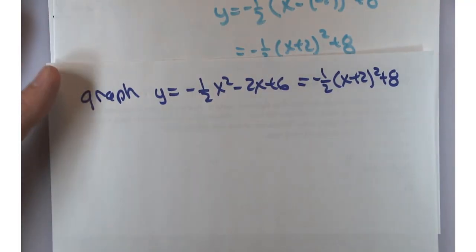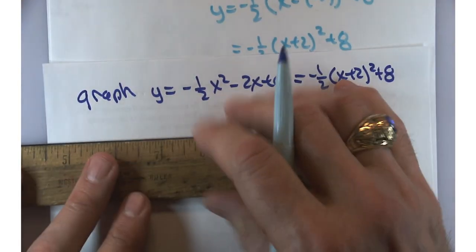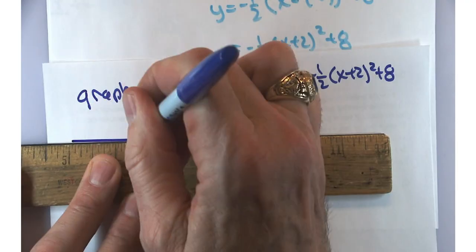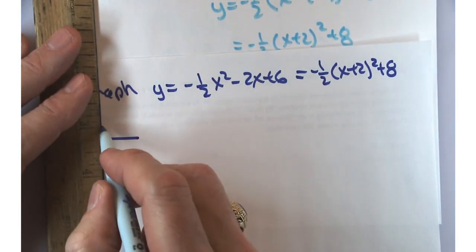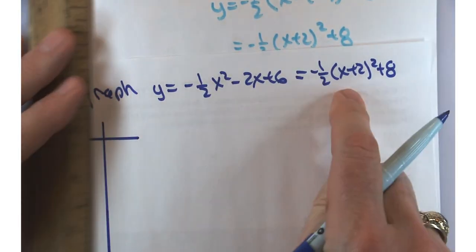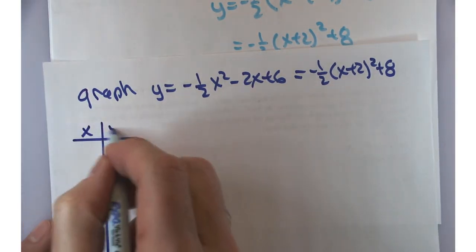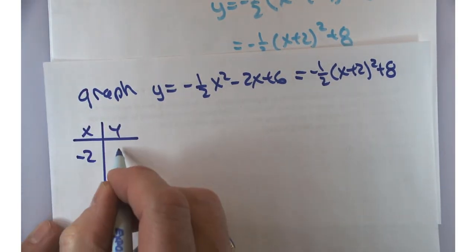It just depends on what you find most interesting or most helpful. Let's set ourselves up a little t-table here and graph some points. We know what the vertex is based on this formula right here, x and y. The vertex is going to be negative 2 and 8.